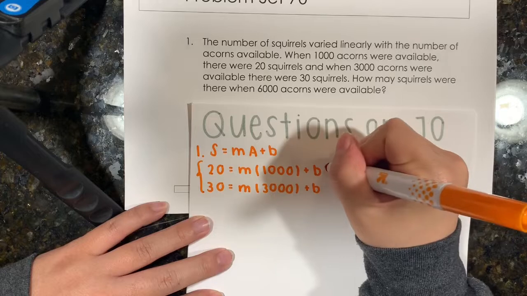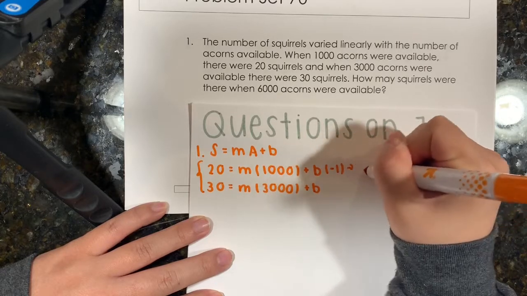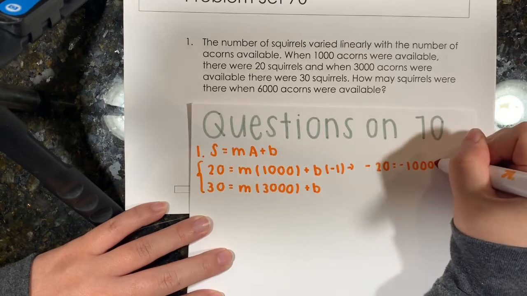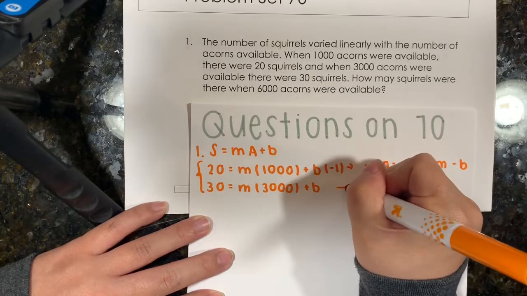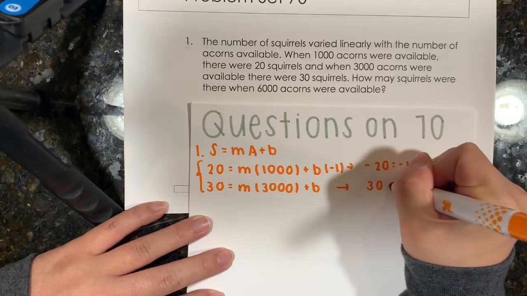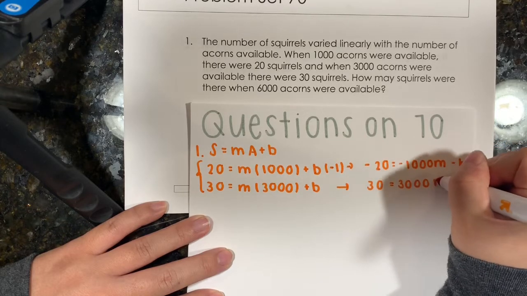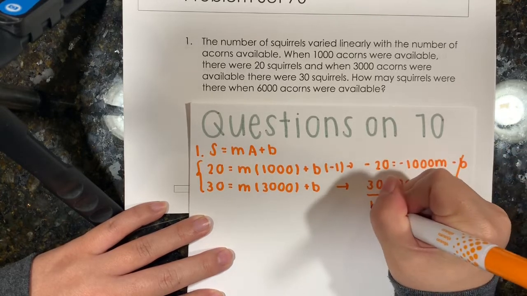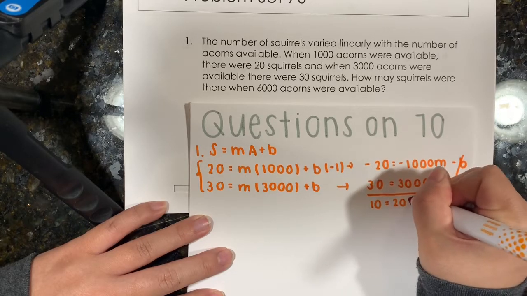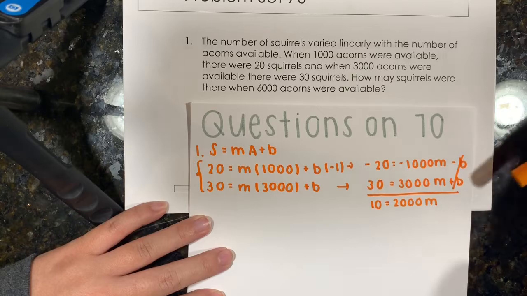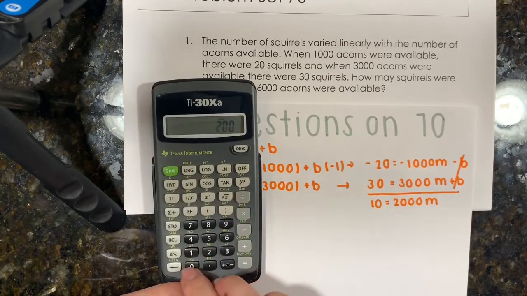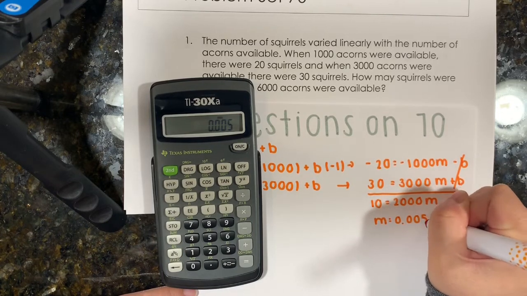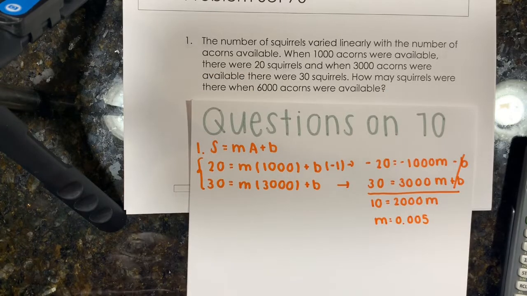I am going to start by solving for M by multiplying the top equation by -1, which would give me -20 equals -1,000 M minus B. The bottom equation is going to stay the same at 30 equals 3,000 M plus B. Now the B's are going to cancel, and I'm going to be left with 10 is equal to 2,000 M. And then 10 divided by 2,000 would be 0.005.